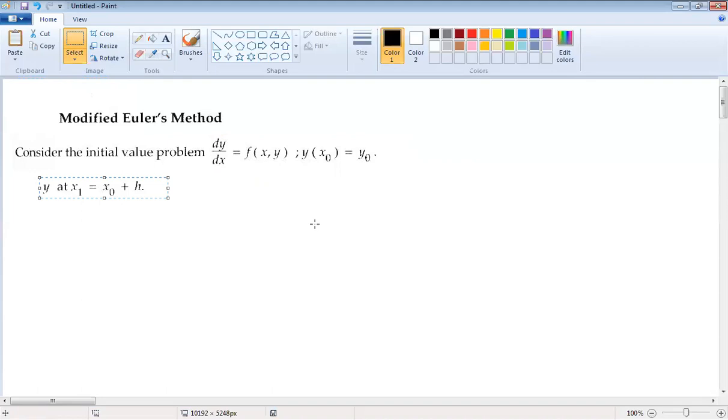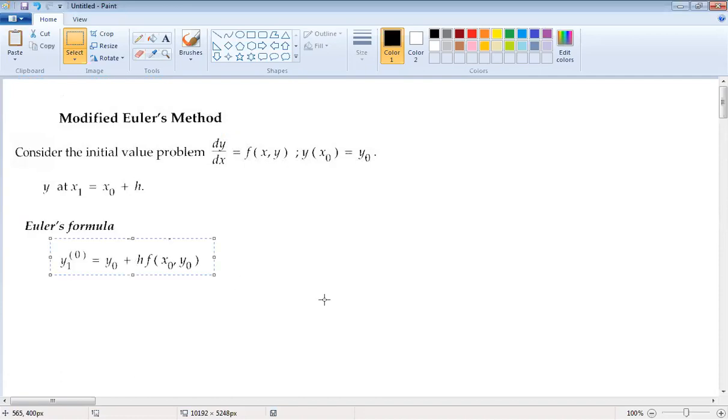For this, we'll first use Euler's formula to get the initial approximation. Euler's formula is given by y1 of 0 is equal to y naught plus h times f of x naught comma y naught. This value will act as an initial approximation for the solution. Since the accuracy of this result is not good, we are going to use modified Euler's formula.